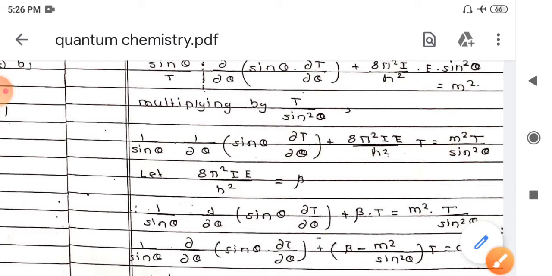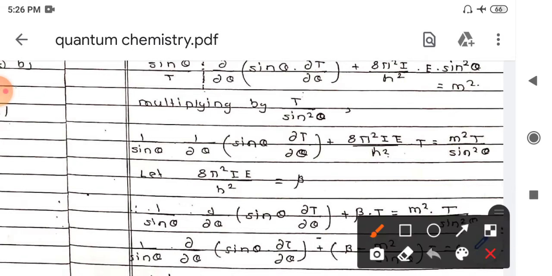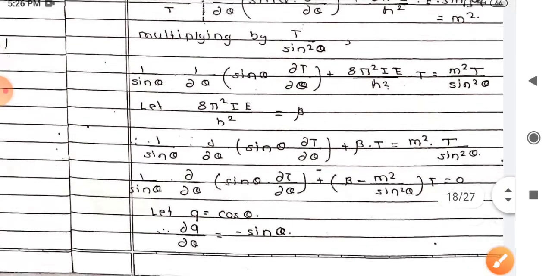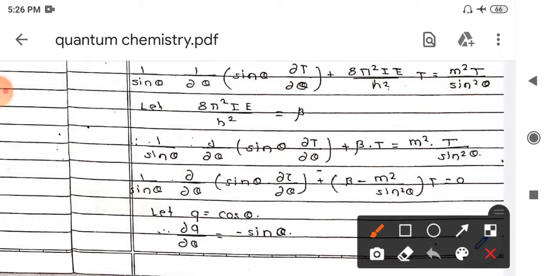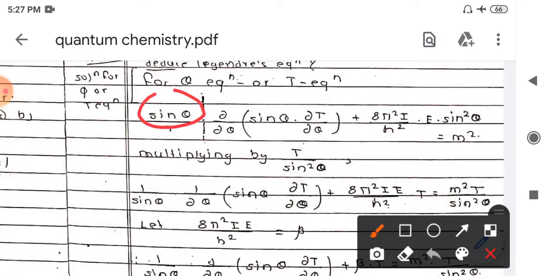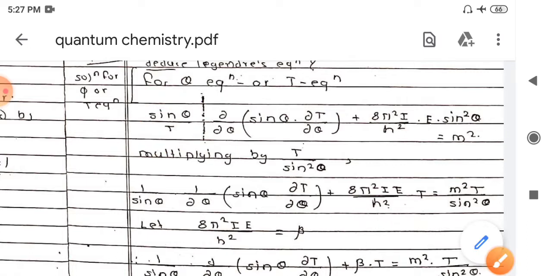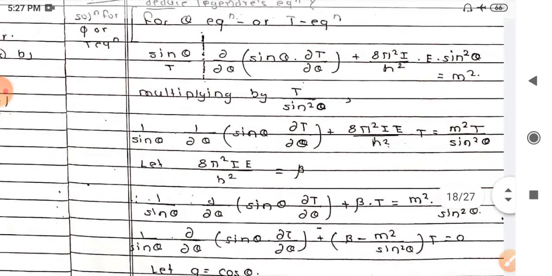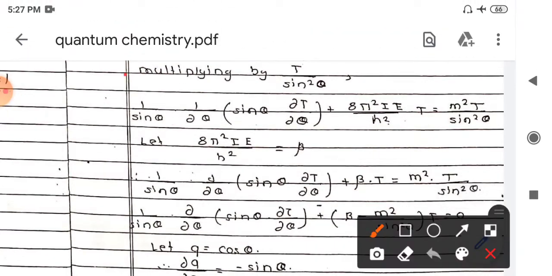So in order to simplify this equation, that is the t equation, we will perform certain steps. The first step is multiplication on both sides of this equation by t upon sin square theta, so that the term which is here, you can see this extra term, we want to neglect. Because we can solve this differential equation by using a certain general form of equation. So how can we do that? The first step is we just need to multiply it by t upon sin square theta.